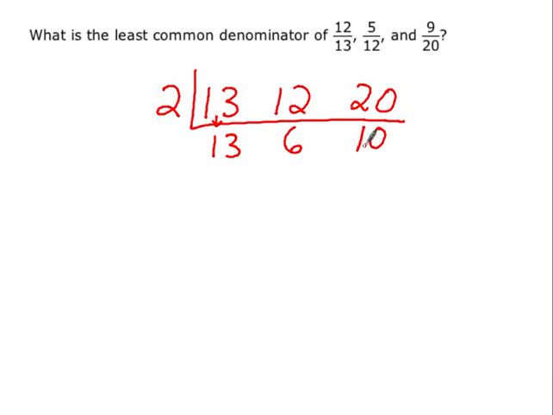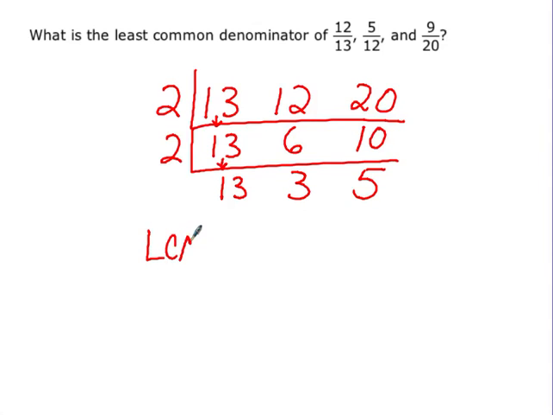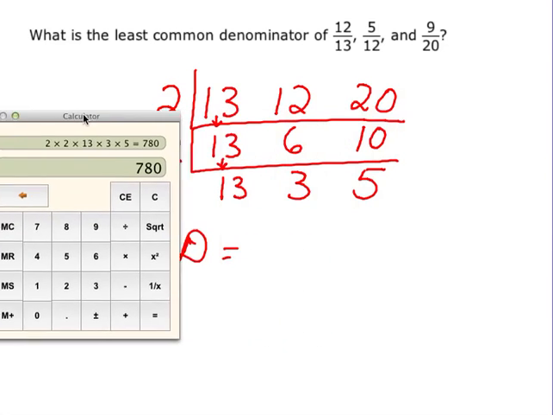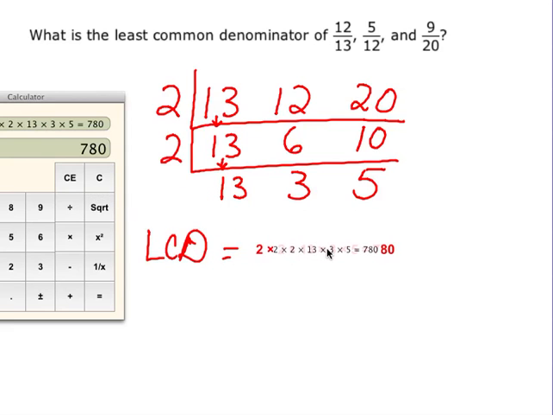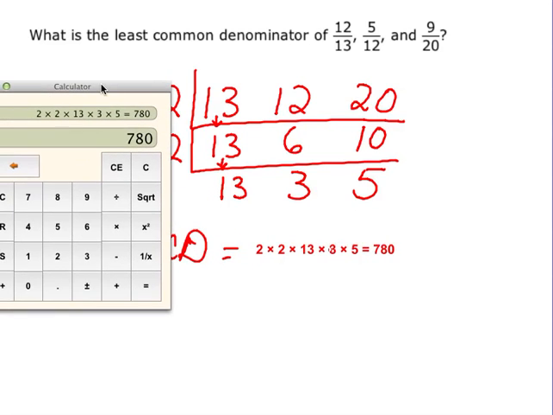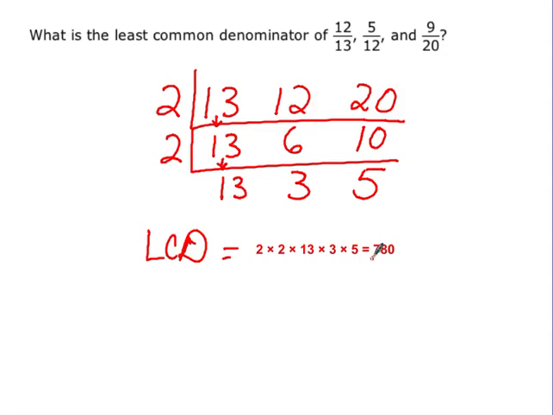And we do it again because 6 and 10 both have a common factor of 2. And that leaves us 3. 2 times 3 is 6. 2 times 5 is 10. And again, 13 comes down. And we look at it again. None of the numbers on the bottom, now 3, 5, and 13, have a common prime number. So to get our least common multiple, or our least common denominator, we would multiply all our numbers on the outside and our least common denominator would be 780 between 13, 12, and 20.